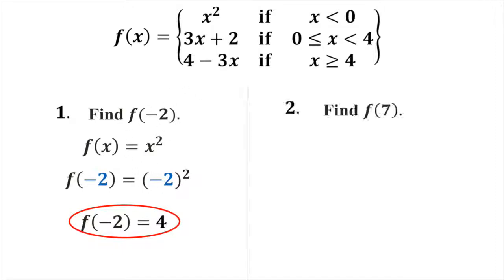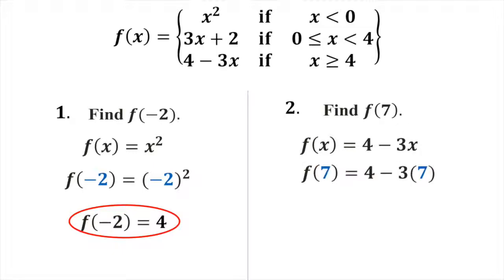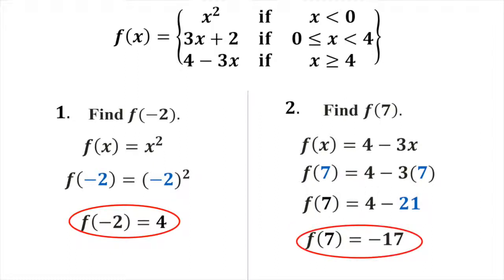Now let's look at another one. If we're asked to find f of 7, is 7 less than 0? No, 7 is not less than 0. It's not between 0 and 4, but it is greater than 4. So I'm not going to use the first two equations. I'm going to use this third one. I only need to worry about this third one, because 7 is greater than or equal to 4, so I'm okay there. I take that third equation, I just rewrote it, same exact equation that I've got up here. Now all I'm going to do is plug in 7 for that x. That's 4 minus 21, which gives me -17. So f of 7 is -17.